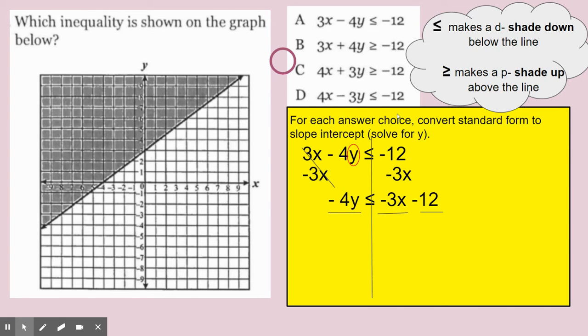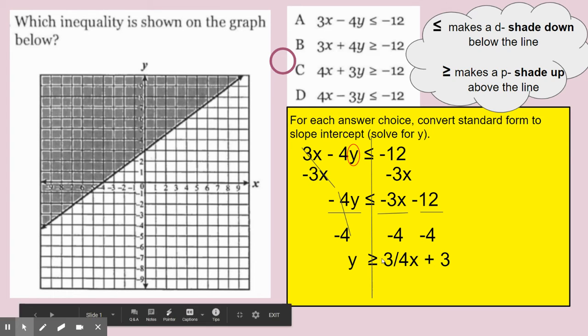Now, to get rid of the negative 4, you have to divide, because negative 4y means negative 4 times y. When you divide, make sure you divide all terms by negative 4. Negative 4 divided by negative 4 cancels, and you get y is greater than or equal to 3/4 x plus 3. Now, because we divided by a negative number, we had to flip the sign. So instead of less than or equals, it becomes greater than or equals.